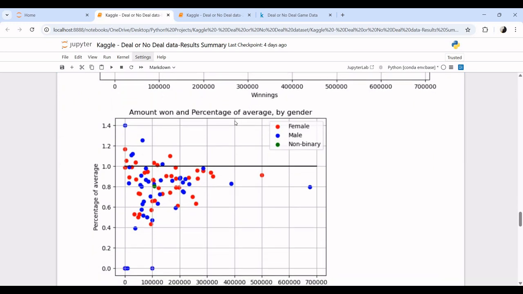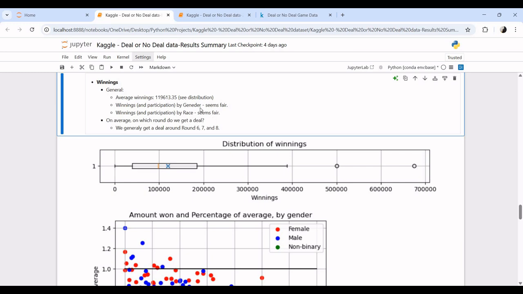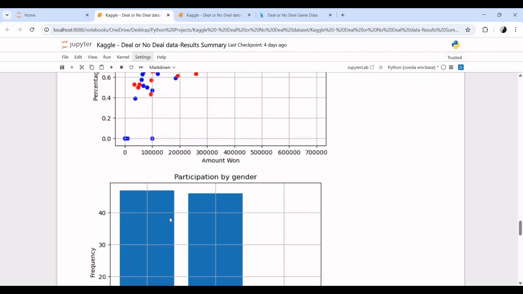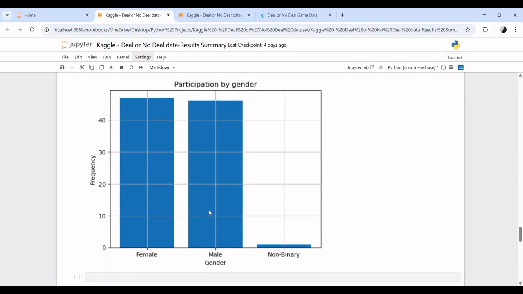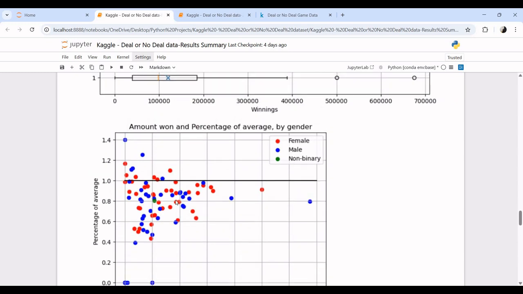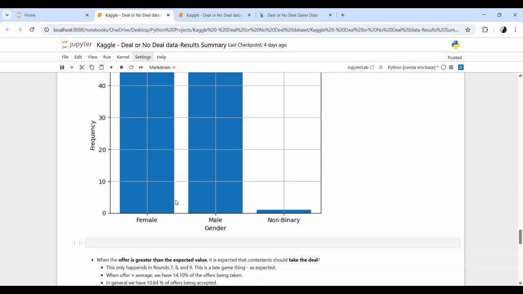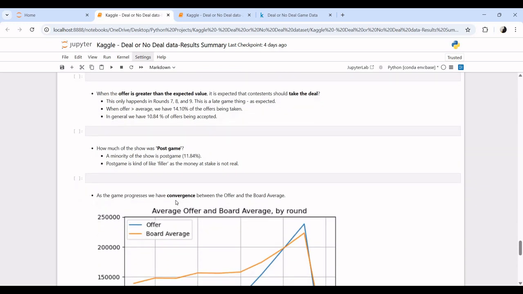So looking at, as mentioned before, the distribution of winnings by, for example, gender, it's fairly evenly spread here. And of course, most of the percentage of average is lower than 1, and participation seems fairly even, fairly reasonable between male and female, and of course non-binary is expected to be low as there are significantly fewer non-binary people in the population than there are male and female. And similarly with the races, given it's American data, the distribution of the participation between races seems to reflect the American population.